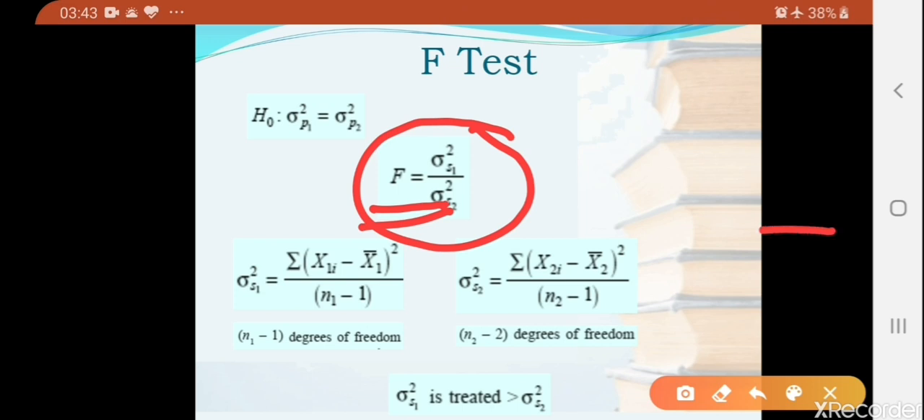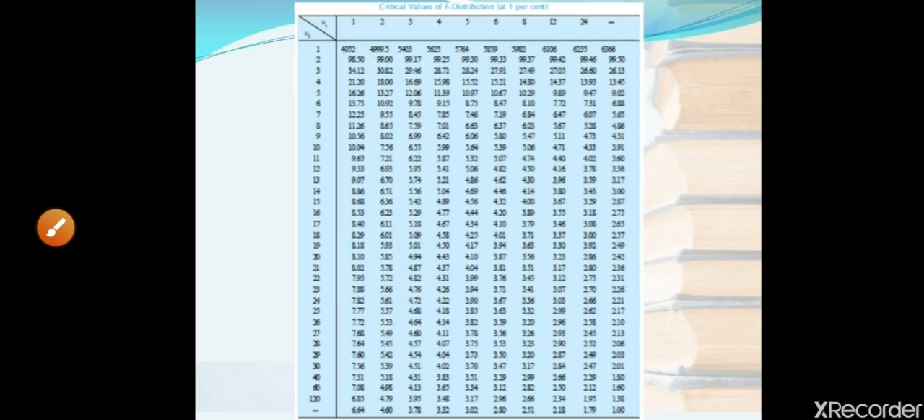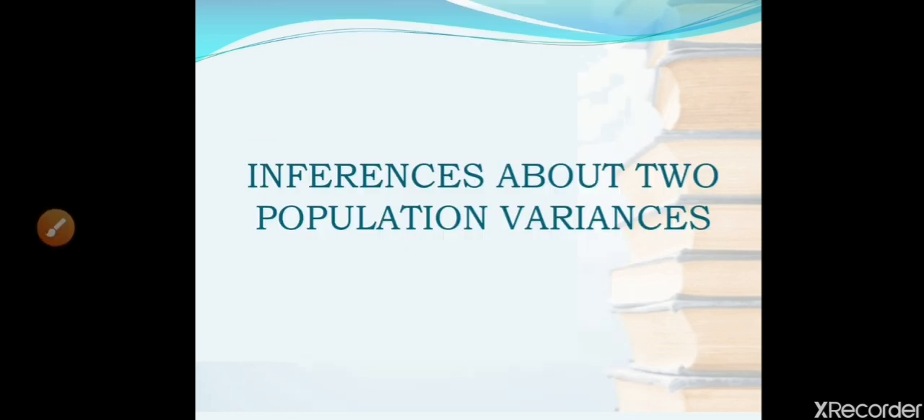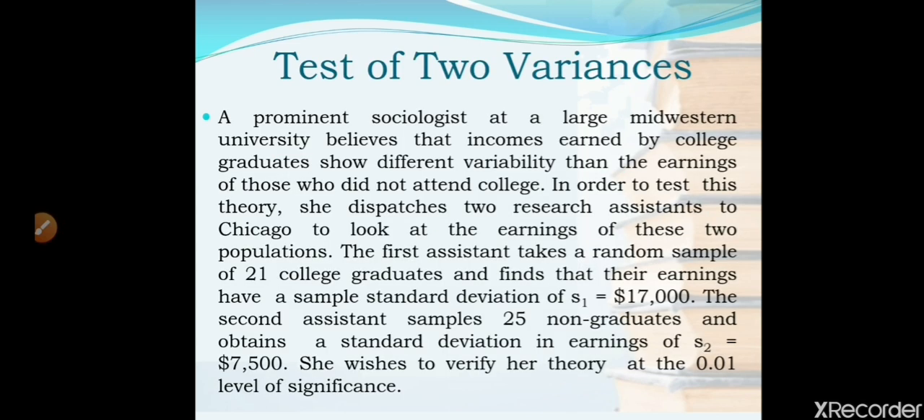Then we move to the next article, that is, inferences about two population variances. Now we can use this F test to check whether the samples are from the same population, or from two normal populations having the same variance. So we will do this with an example.